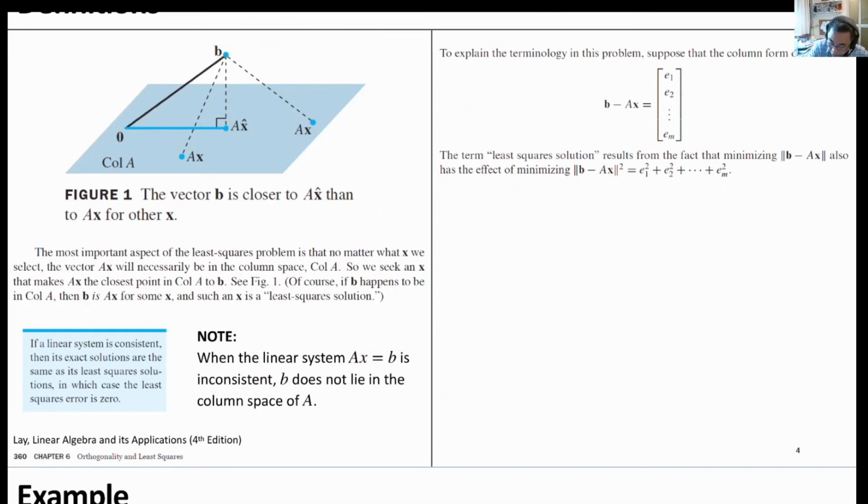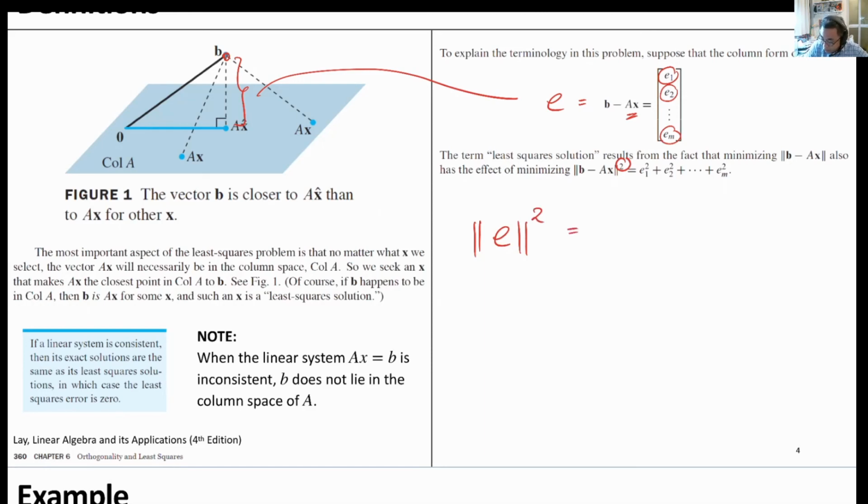Some standard terminology: this is the error vector, we call it e, and it is b minus Ax. And each of these terms, e1, e2 until em, will be the error at each coordinate. And here, we are interested in least squares. The word squares here means the error squared. So it is the norm of the error squared.